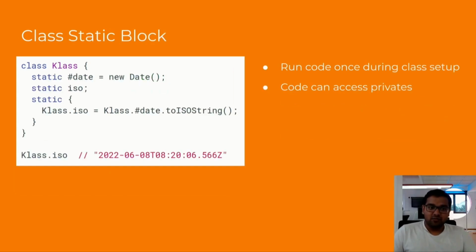Next up, we have static blocks. In class static blocks, you can declare a block in the body of the class, which allows you to write code which would be run at the class setup time and set up the static fields as well as access the private fields in order to do that.